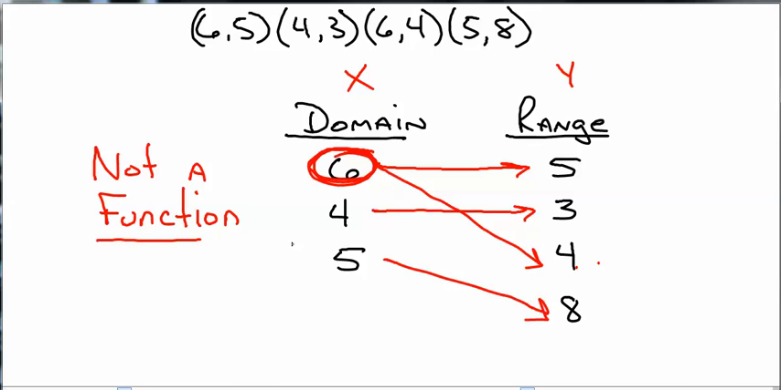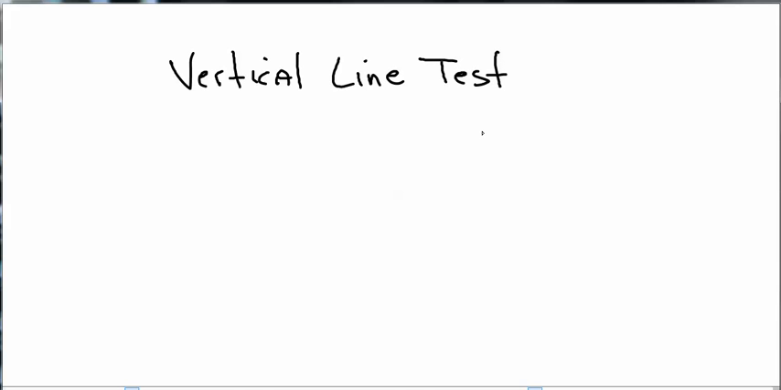All right, any questions there on the mapping part and then determining if it's a function based on the map? All right, turn the page. The next thing we're going to talk about is a vertical line test. This is another way to determine if a relation is a function. It's called the vertical line test.